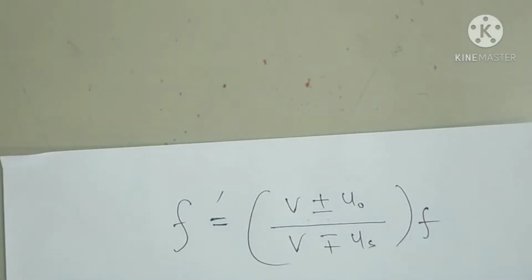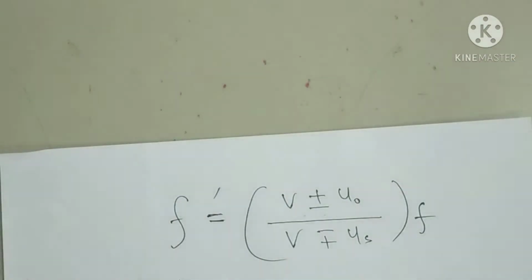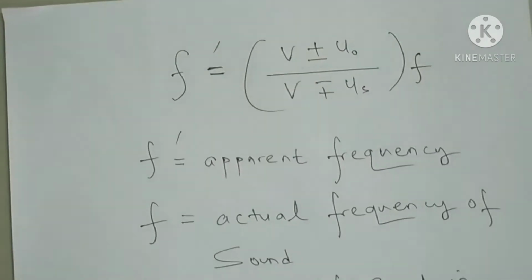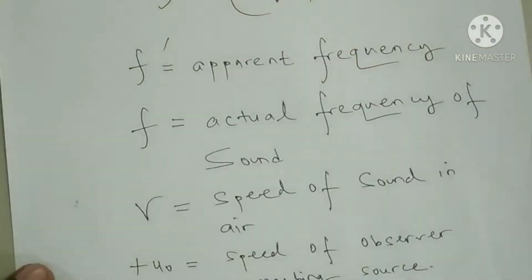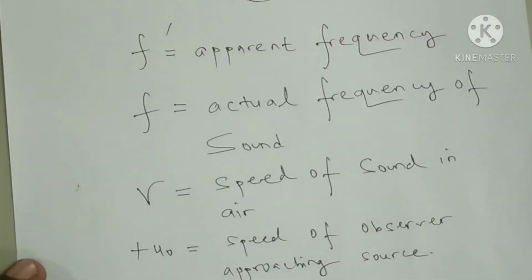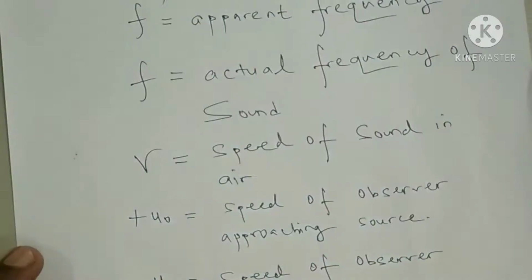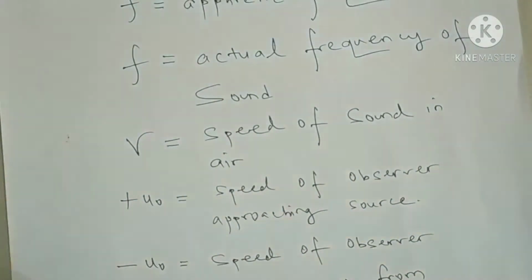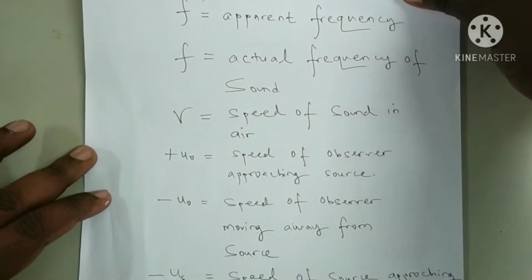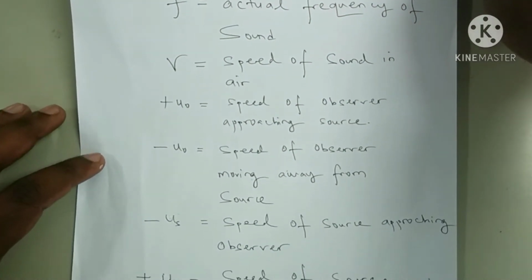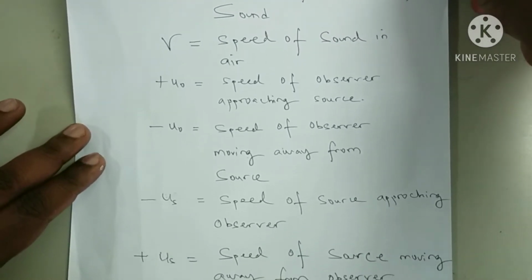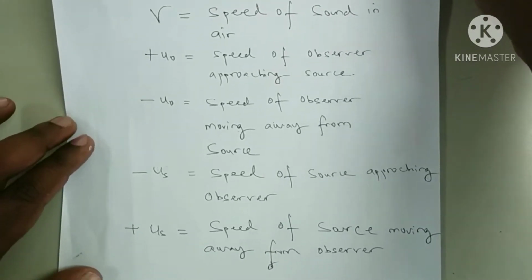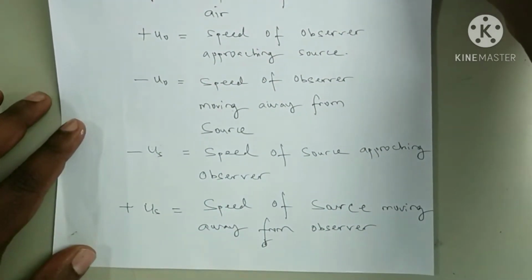This is the formula of the Doppler effect. The f prime is the apparent frequency, v is the speed of sound in air, and f is the actual frequency. Positive u0 is the speed of the observer approaching the source. Negative u0 is the speed of the observer moving away from the source. Negative us is the speed of the source approaching the observer. Positive us is the speed of the source moving away from the observer.